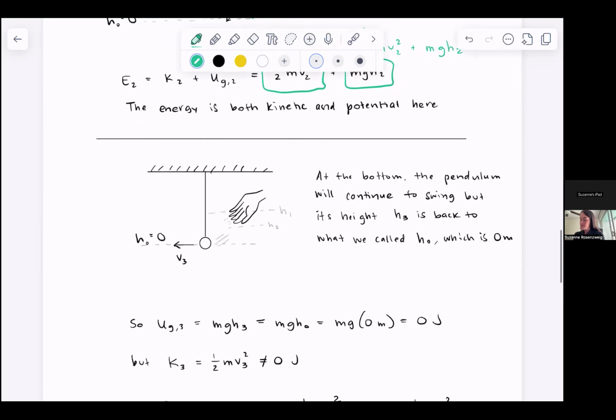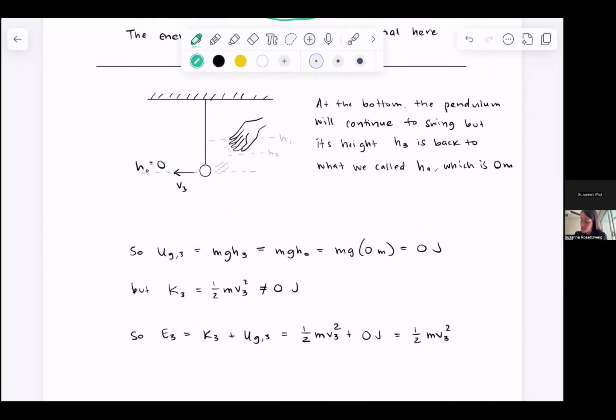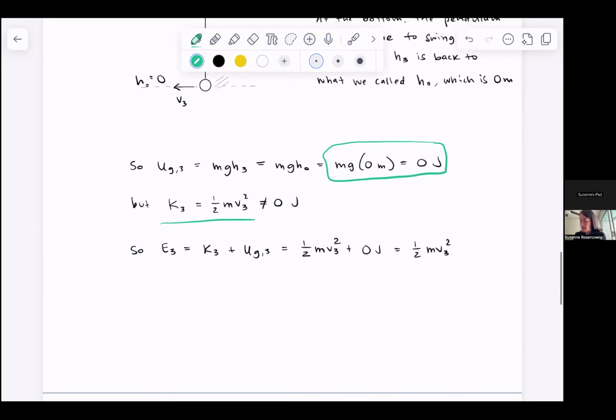All right. Then consider a case where, at the bottom, the pendulum will continue to swing, but its height, which we'll call h3, is actually back at what we called h0 originally. So its gravitational potential energy is going to be 0 because it's back at the 0 height. But its kinetic energy, unlike state 0, where it was just sitting at the bottom, is nonzero now, because we have released it and it has a velocity. Let's call it v3.